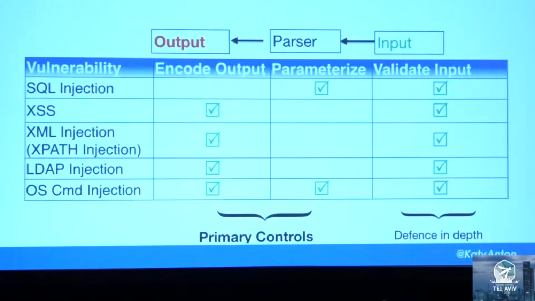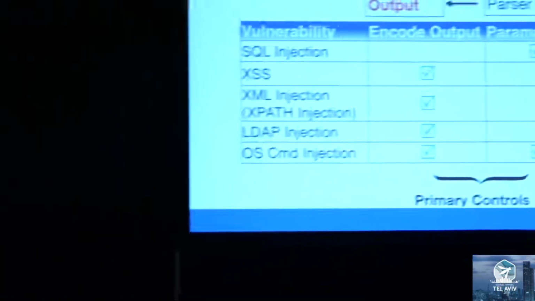So rather than focusing on all these types of injections, which can be quite overwhelming, instead we can choose to focus, as a primary control, always on parameterizing the data. If that's not available, contextually encode the output to neutralize the characters that can trigger the injection.